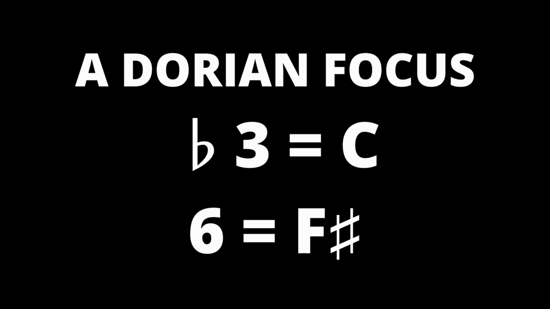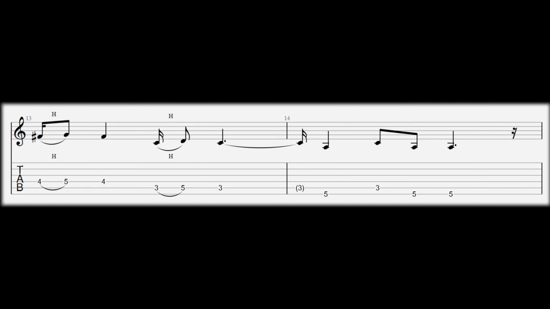So two notes we really want to focus on are the flat 3 and the 6. In the key of A Dorian, this would be the notes C and F sharp. Here's an example focused around C and F sharp, and also using other A Dorian notes in the same position on the guitar.